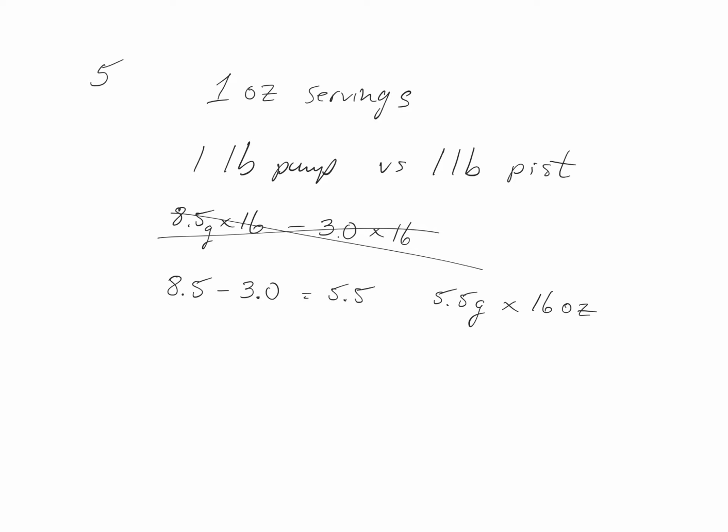And this is 5.5 grams per ounce. The ounces end up canceling, and we get 16 times 5.5, which is just slightly over 80. So the answer is 88. You could also do it on a calculator if you wanted. C.